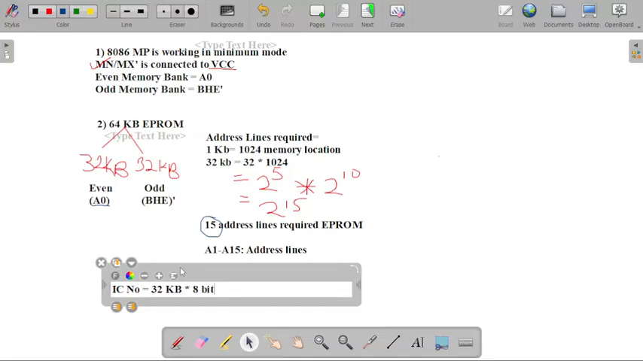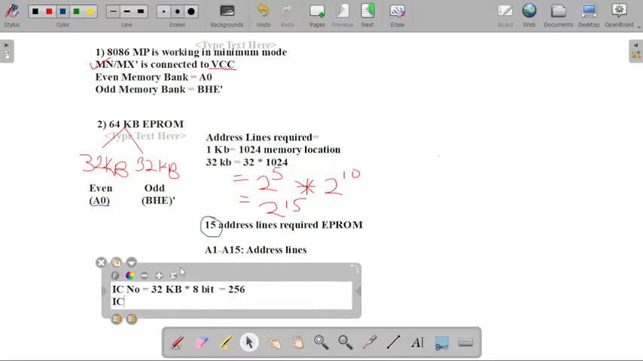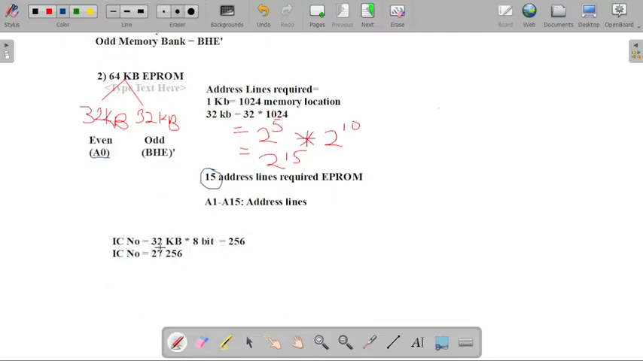So I am writing here 32 KB into 8 bit, and we get the number 256. So we got the answer 256. I am writing here IC number is equal to 27256. So 27 is the prefix for our EPROM, and 256 is the value that we got from the IC number calculation, that is 32 KB into 8 bit. First of all, you have to write down the prefix for your EPROM, that is 27, and then we write 256, the number we got from our calculation.